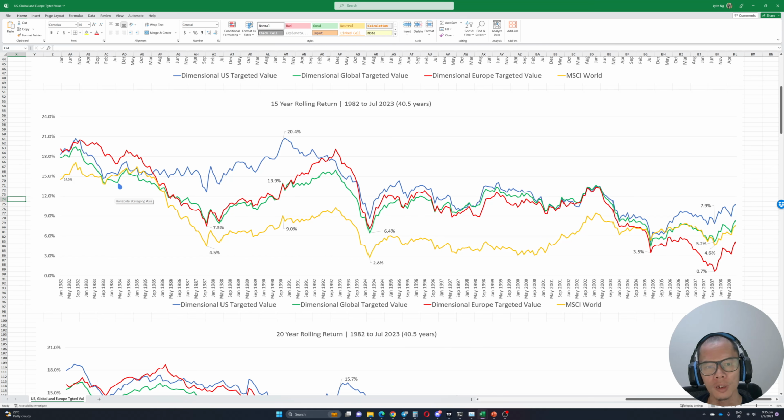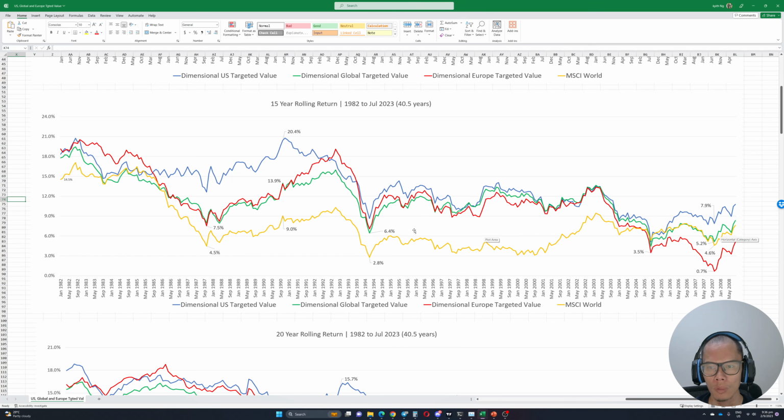This one makes it clearer that you can see the MSCI World is always the bottom one, except over here. Then I wouldn't say it did better than the global targeted value or the US targeted value, but it definitely does better than the Europe targeted value. But for a long while, you can see that US tends to do better than the global over a 15-year period. Then it starts narrowing. Not too much of a difference before this time. US does better, and all.